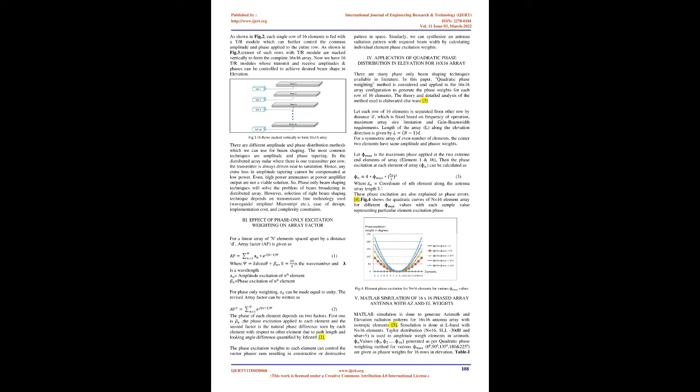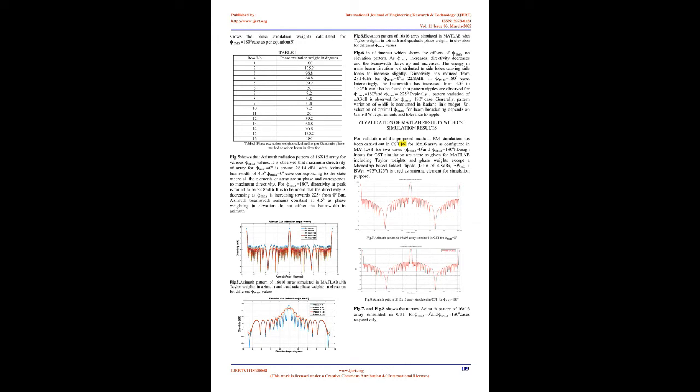The most common techniques are amplitude and phase tapering. In the distributed array radar, where there is one transmitter per row, the transmitter is always driven near to saturation. Hence, any extra loss in amplitude tapering cannot be compensated at low power. Even high power attenuators at power amplifier output are not a viable solution. So, phase-only beam shaping techniques will solve the problem of beam broadening in distributed array.